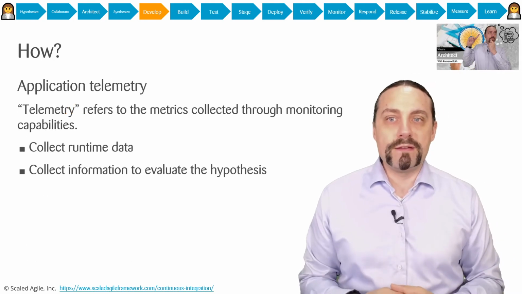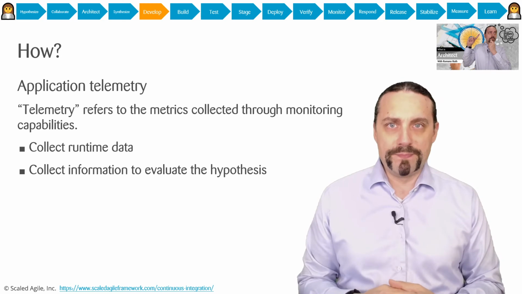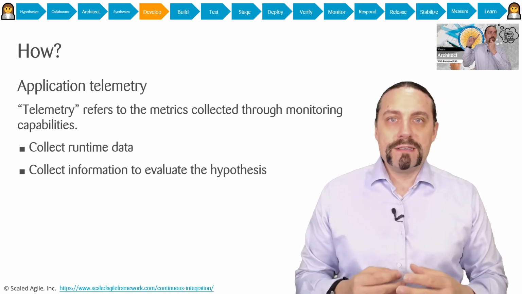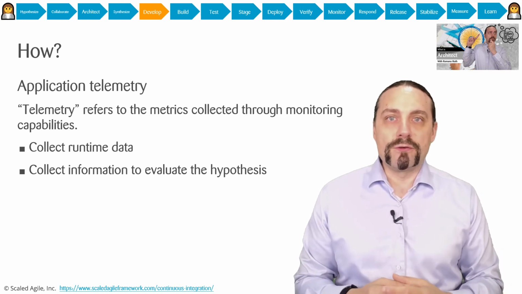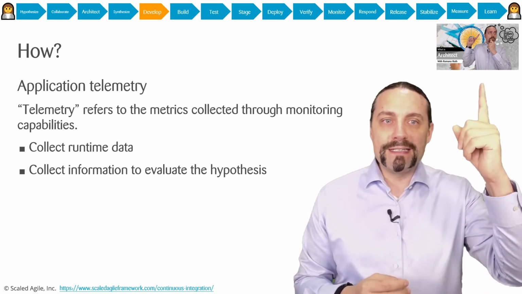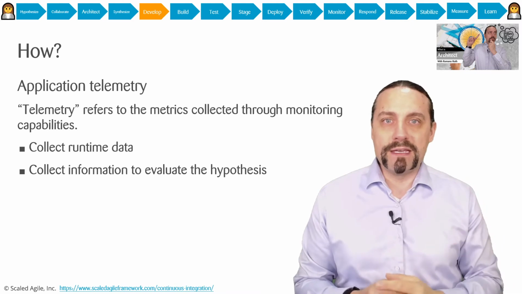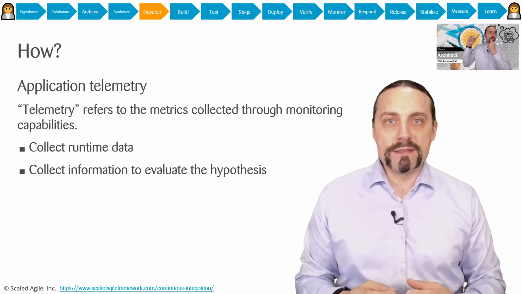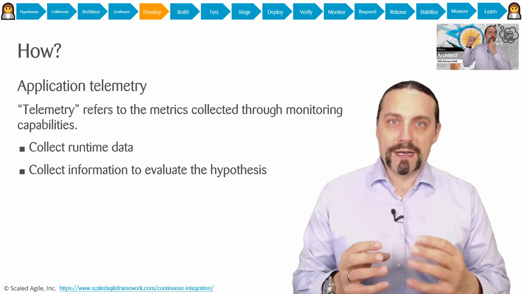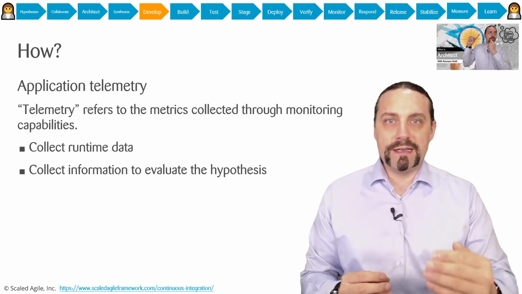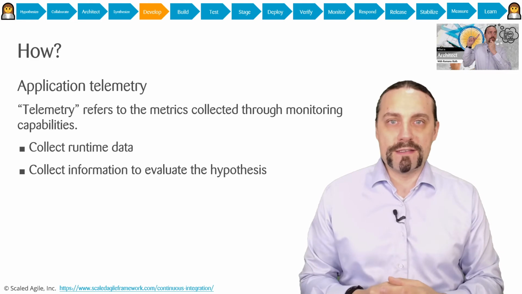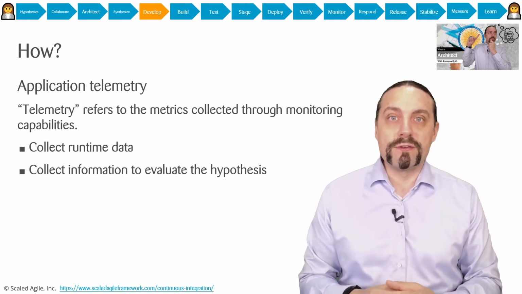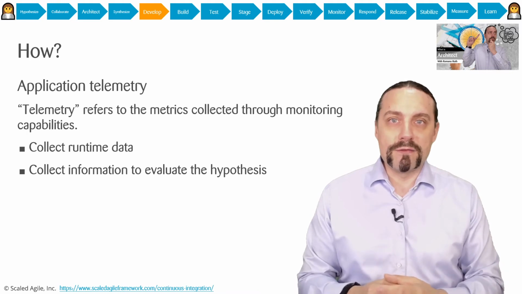We need to implement application telemetry. Back in the architect step, I told you that we need to architect for operability. You can see that in this video up here. Architecting for operability means that we need to identify how we can operate this system without logging into the production server and hunting for bugs.